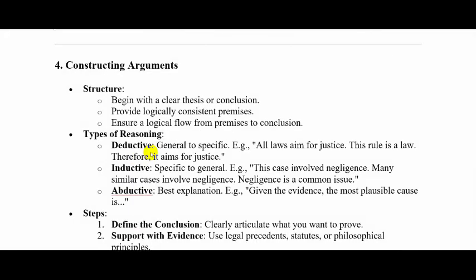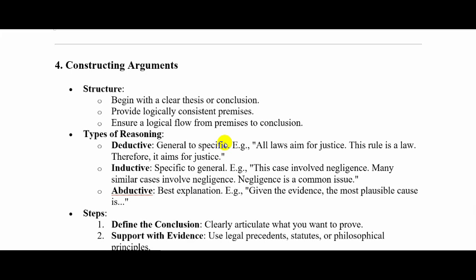Next, constructing arguments. Structure. Begin with a clear thesis or conclusion. Provide logically consistent premises before that and ensure a logical flow from premises to conclusion. So first, to construct any argument, we need to have a very clear conclusion in mind. Now, to come to that conclusion, we need to provide premises which are logical, which are correct, which are valid, which are sound. So based on these premises, we'll come to the conclusion. But first, we need to come to some kind of conclusion, and then before that, we need logically consistent premises for coming to that clear conclusion. Third is, we have to ensure a logical flow from premises to conclusion. That is, the inference has to be very clear. The flow, the process has to be clear.